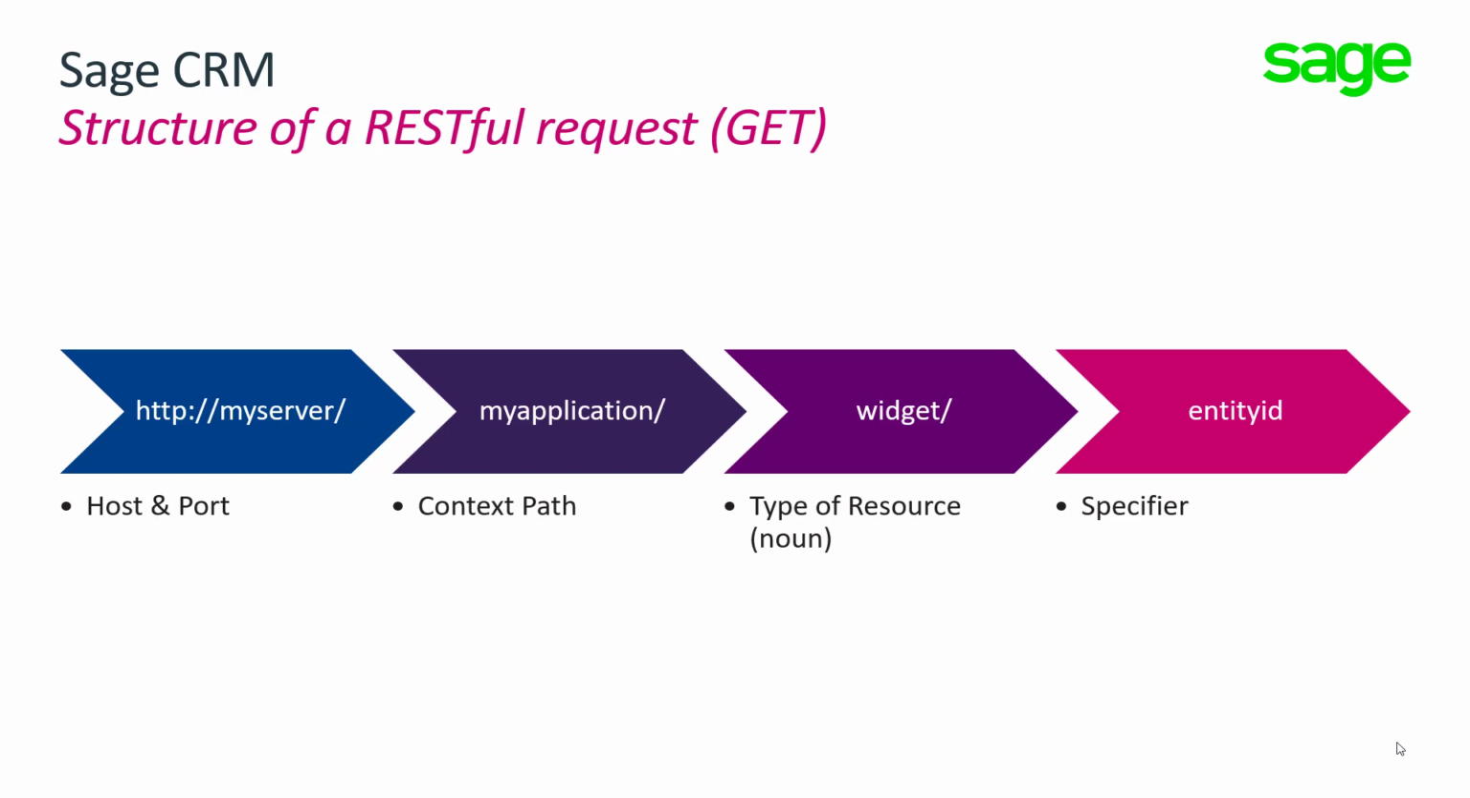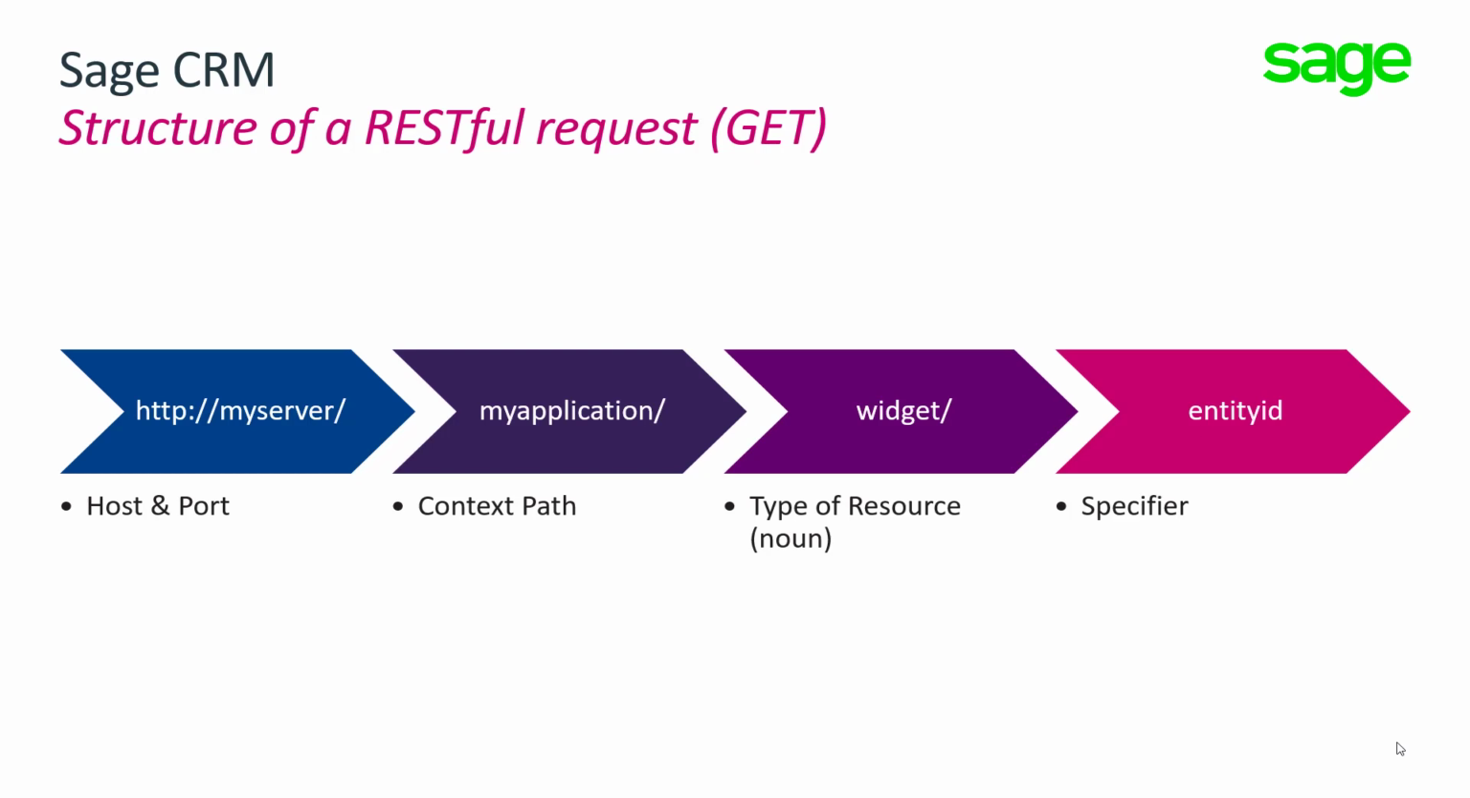And a RESTful URL can be broken into a number of sections. So here, if we look on the screen, it's saying that we've got the idea of the host and port, first of all. That's my server. Then the my application, which is the context path. Then there might be a widget, which is the type of resource. And then you've got a specifier within that. So working with the Sage CRM REST API, it's the widget part of the URI that will chiefly determine the data that's to be returned.